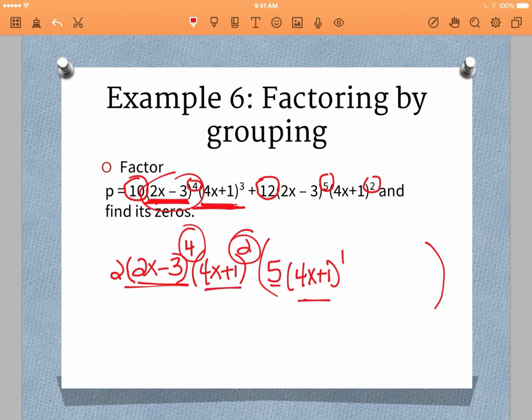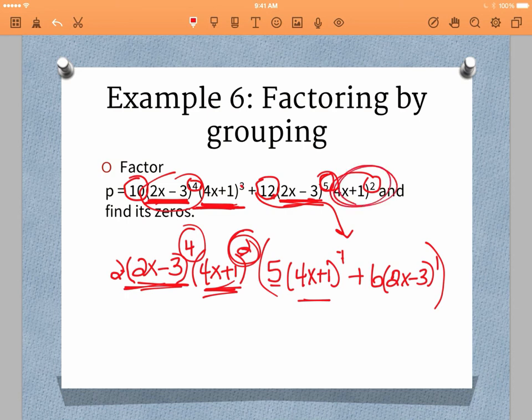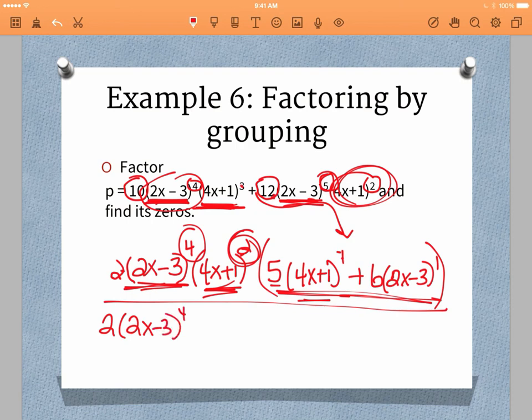So remember, when you multiply like bases, you add exponents. So it gives you the 3. Then you keep your plus sign. 2 times what gives you 12? That'd be 6. Then you look at this 2x minus 3. It has the 5, so it needs the 2x minus 3 to the 1. And then the 4x plus 2 squared is completely taken out. So this would be your grouping result, but you can simplify this, and you should. So you get 2x minus 3 to the 4th, 4x plus 1 squared.